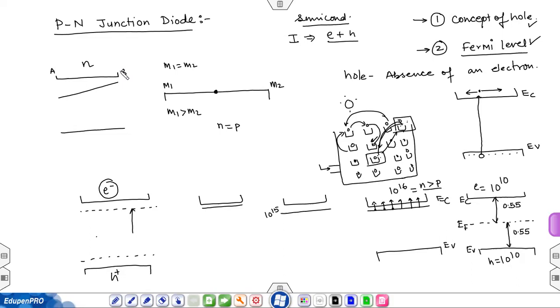So, if we ever want to say that a device is in equilibrium, dEF/dx has to be 0. The Fermi level must be constant, the Fermi level must be in a line, only then can we say that the device is in equilibrium. Like suppose you have two different bottles.